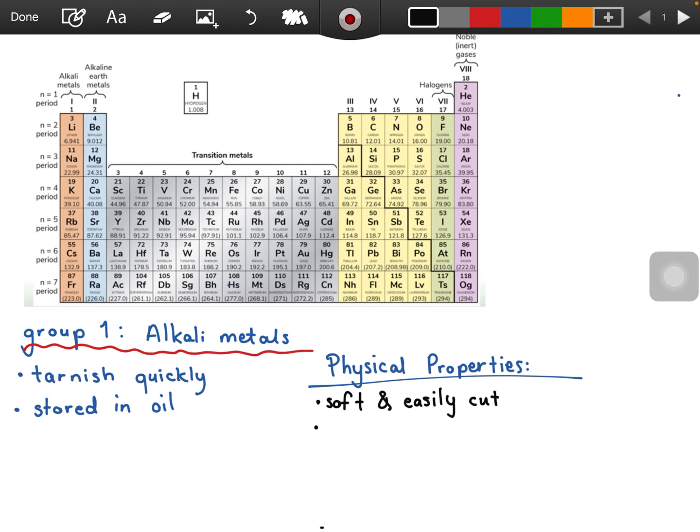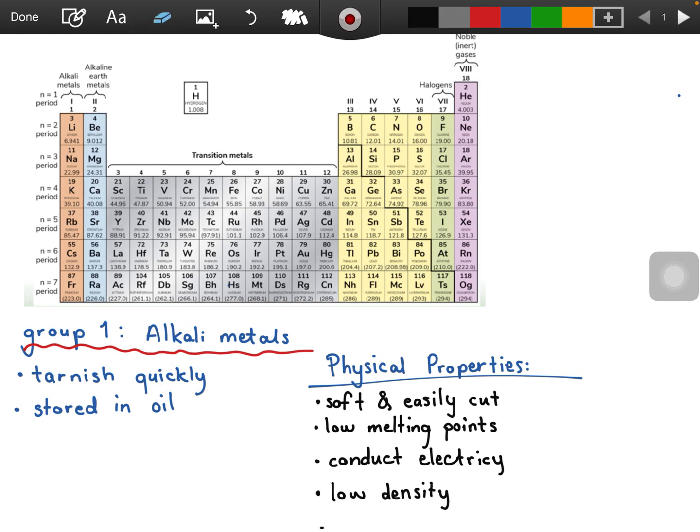Okay, they have low melting points. We just need to learn these. So they have low melting points. They conduct electricity. And our last one would be that they have a low density. Okay, so those are some physical properties of our alkali metals.